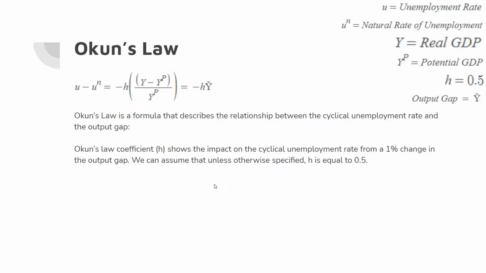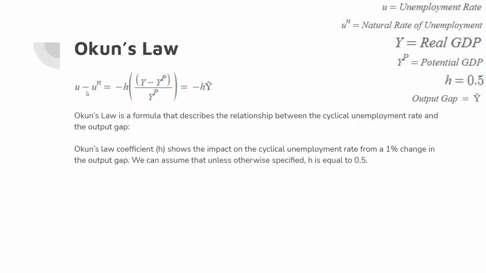Alright. This is Okun's law. It's a relatively big formula, and we can see that it describes the relationship between cyclical unemployment rate and the output gap. Now, here we can see that the Okun's law coefficient h shows us the impact on the cyclical unemployment rate from a 1% change in the output gap. And unless otherwise specified, we can just assume that h, or the Okun's law coefficient, is equal to 0.5.